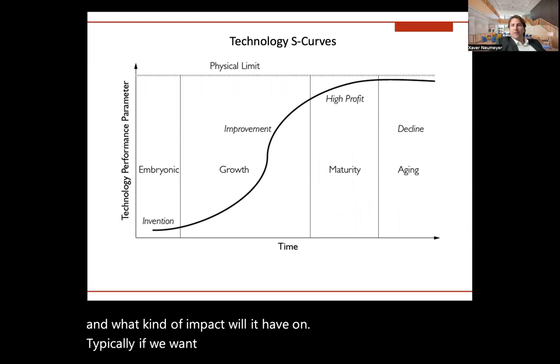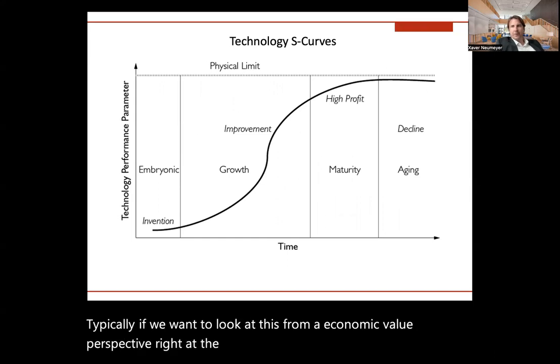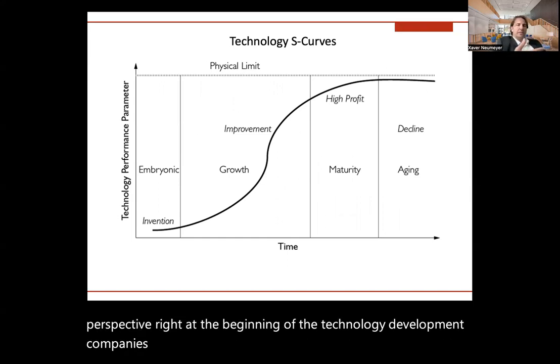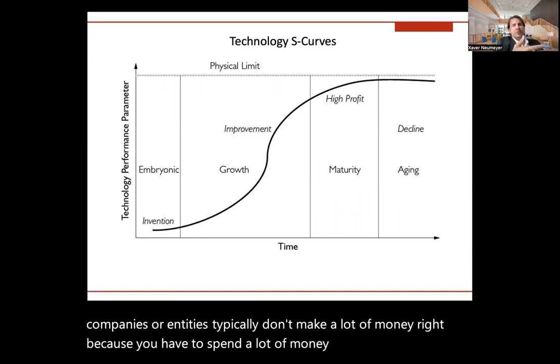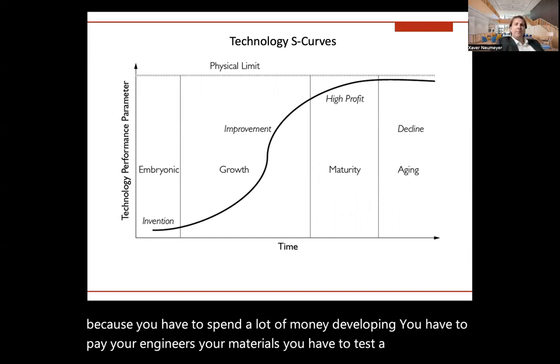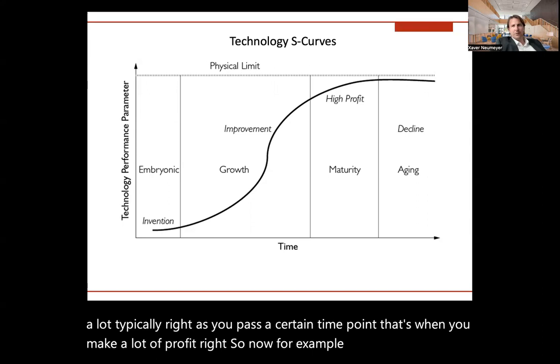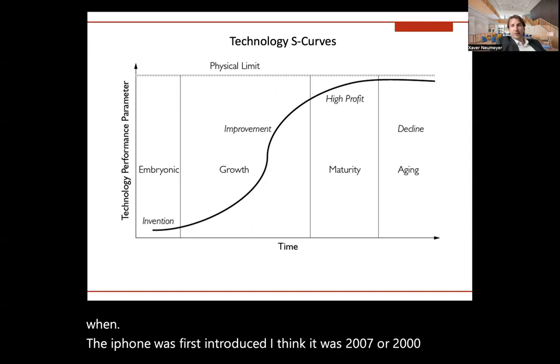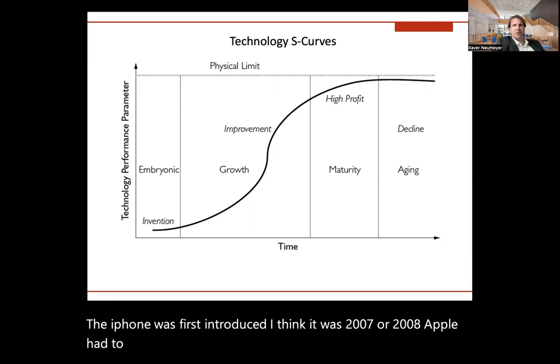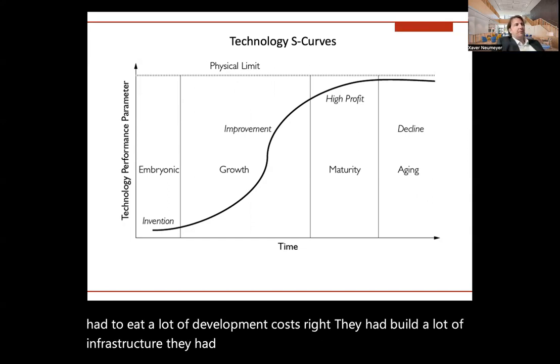Typically, if we look at this from an economic value perspective, at the beginning of the technology development, companies or entities typically don't make a lot of money, right? Because you have to spend a lot of money developing, you have to pay your engineers, your materials, you have to test a lot, experiment a lot. Typically, as you pass a certain time point, that's when you make a lot of profit. So, for example, when the iPhone was first introduced, I think in 2007 or 2008, Apple had to eat a lot of development costs, right? They had to build a lot of infrastructure. They had to spend a lot of upfront money to actually have this ready.